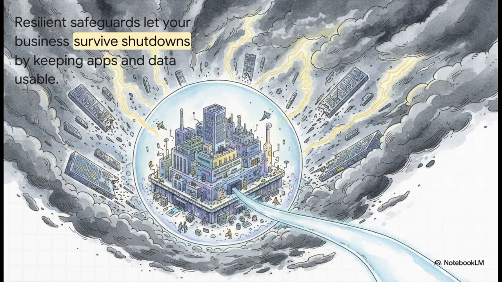So why might a company strategically choose this resilient path? Simply put, because these safeguards are directly tied to actual business survival. If a vendor fails or a service is unexpectedly shut down due to geopolitical tensions, your data doesn't just sit there frozen. Resilient requirements guarantee that your applications and your data remain totally usable and portable. You can just pick up and keep running.